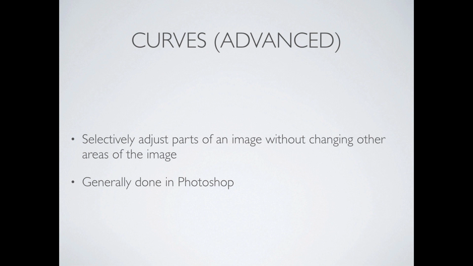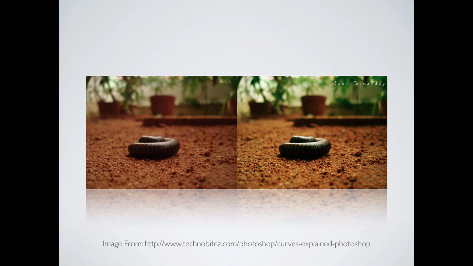The next one that's even more confusing is something called curves. Essentially this is like a levels adjustment, but we can do it to just parts of the image. So we can say, let's just work the light areas of the image, or let's just work the dark areas of the image and change those. It's almost impossible for me to stand up here and explain how this works. I'll show you the example. We can go from this to that.